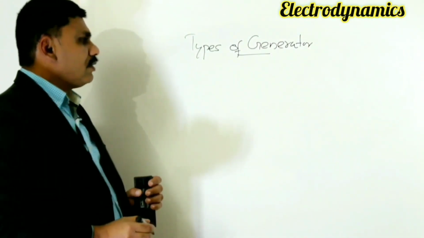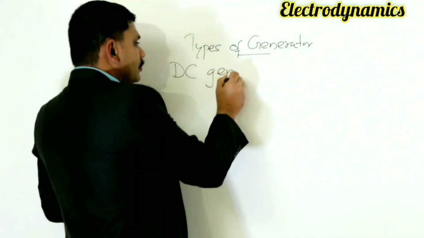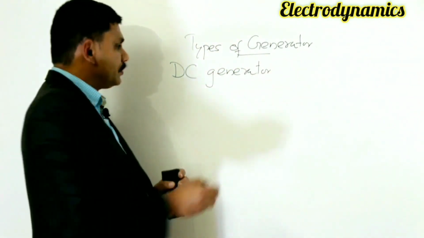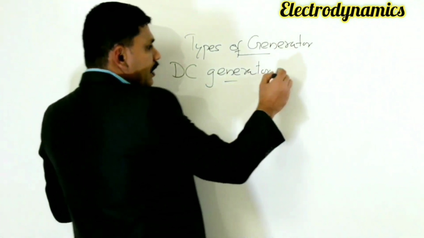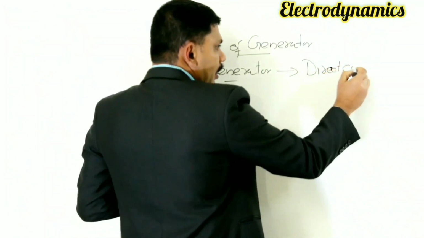Types of generator. First is DC generator. As the name implies, it produces direct current.